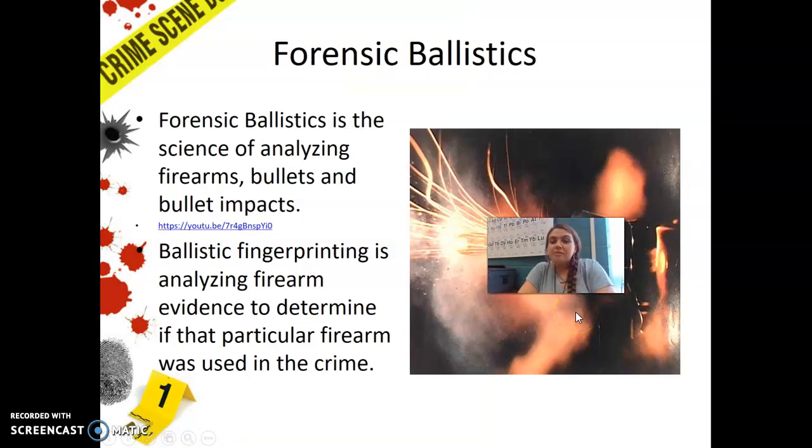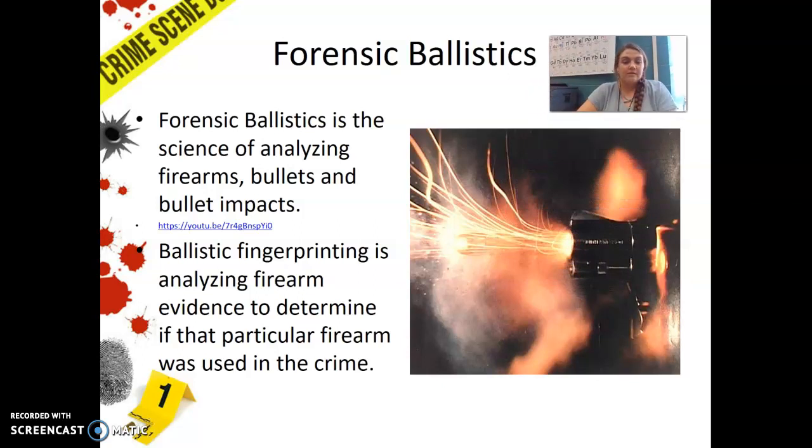Then we have ballistics. Forensic ballistics is the science of analyzing firearms, bullets, and bullet impacts. So anything to do with firearms, guns for the most part. Ballistic fingerprinting is analyzing firearm evidence to determine if that particular firearm was used in a crime. As an example, if someone was shot, and we think this is our suspect, and we found guns in their possession, like in their trunk or car, we're trying to prove, is this the weapon that shot our victim?